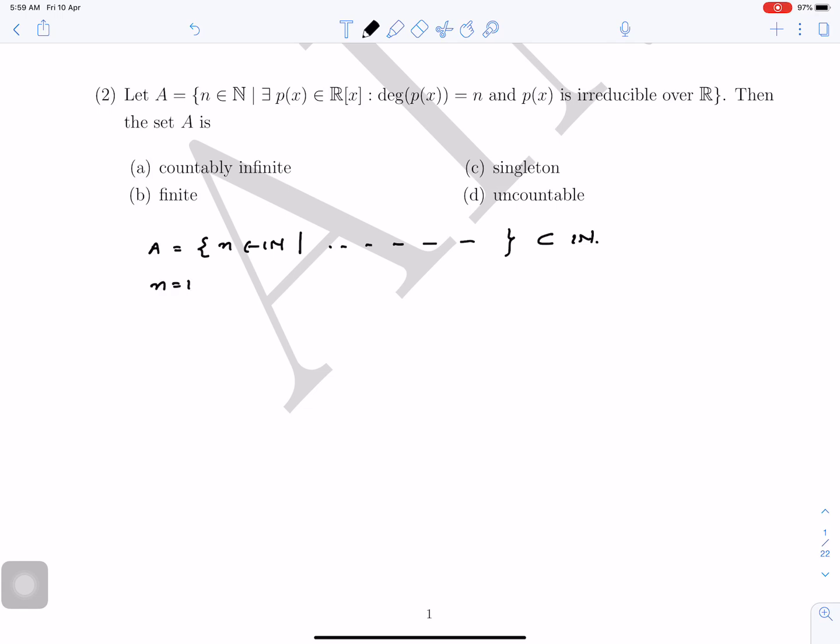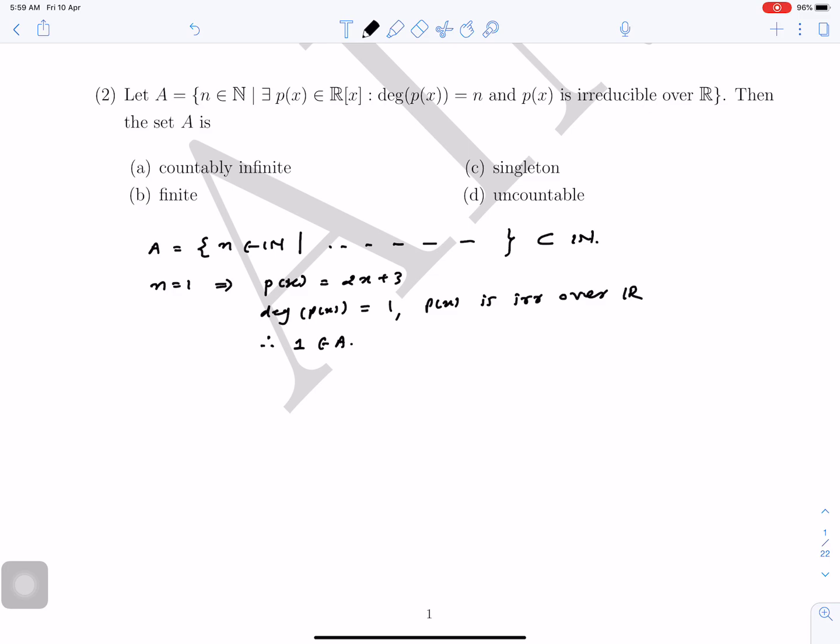Let n equal to 1. Take p(x) equal to, say, 2x plus 3. Then the degree of p(x) will be 1, and p(x) is irreducible over R. So therefore 1 belongs to A.